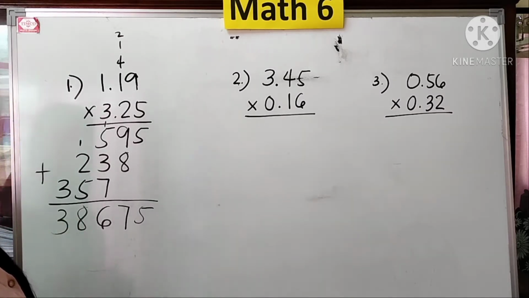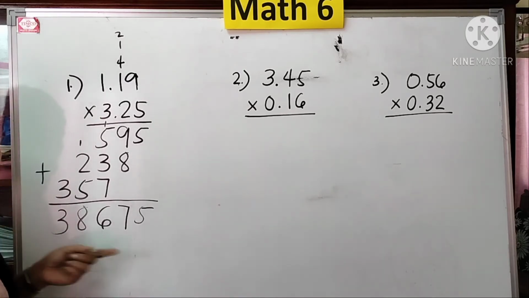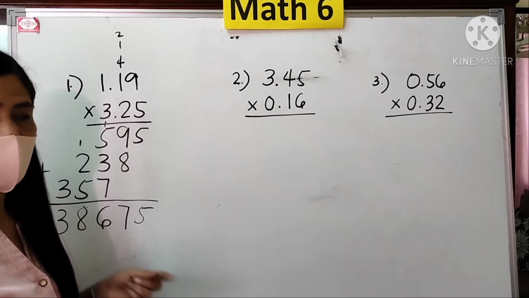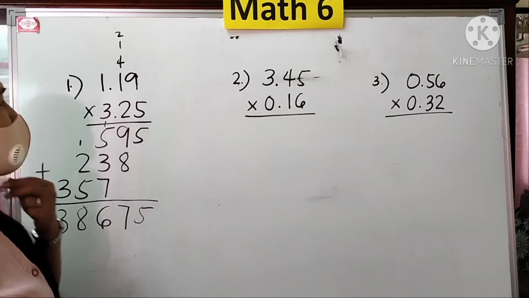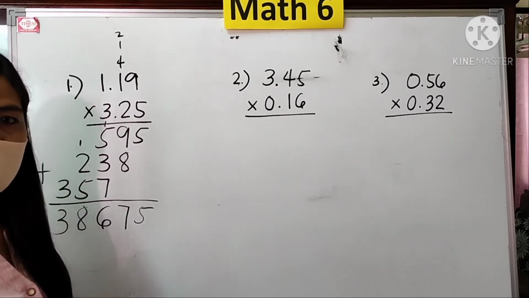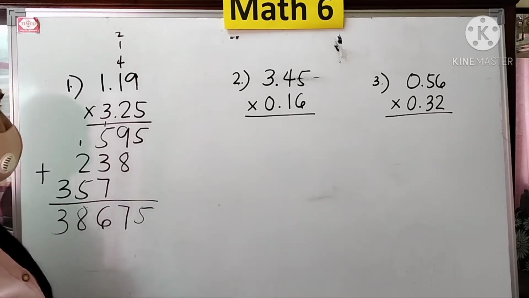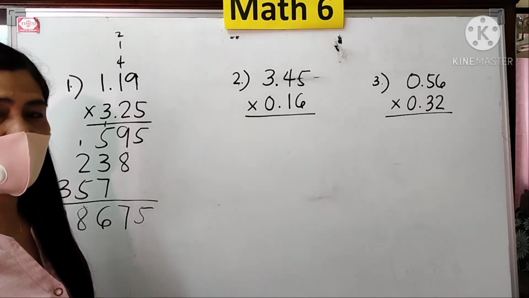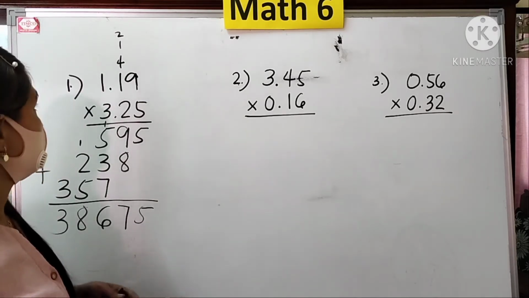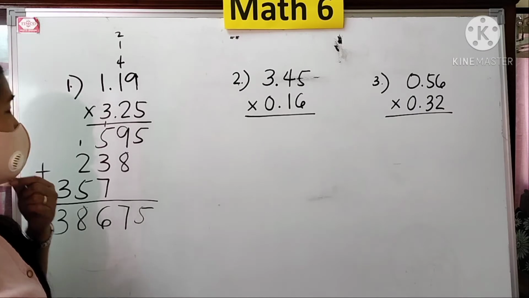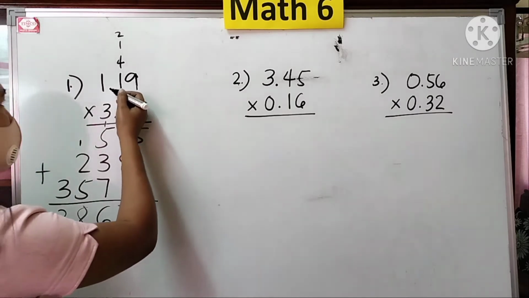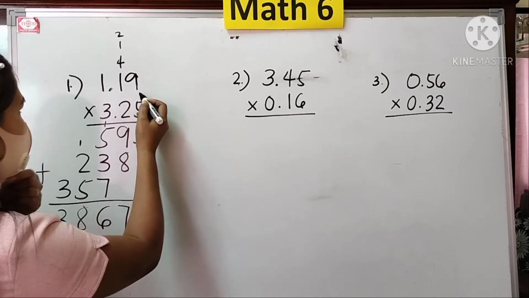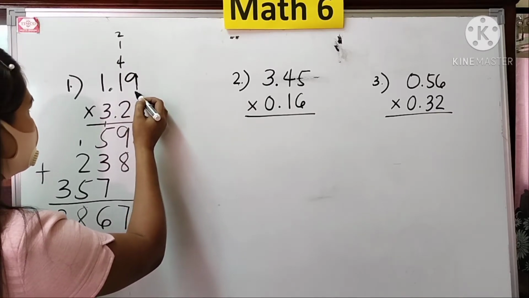Okay, so how will you put the decimal point in the final product? After multiplying, you may now count the total number of decimal places in the factors. As we've learned from our previous video, the decimals are the numbers written at the right of the decimal point. So here, how many decimal places do we have?